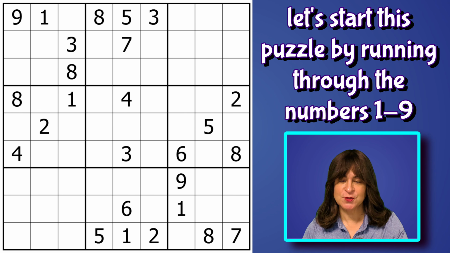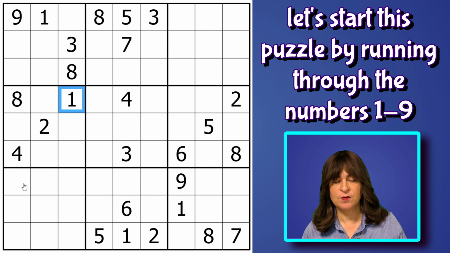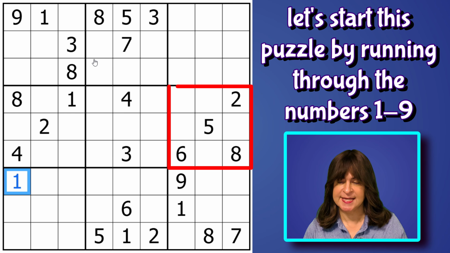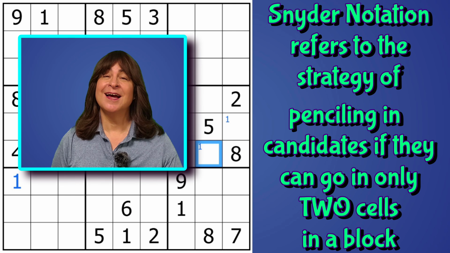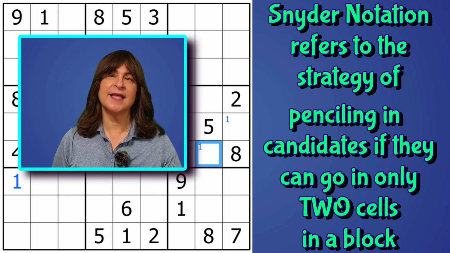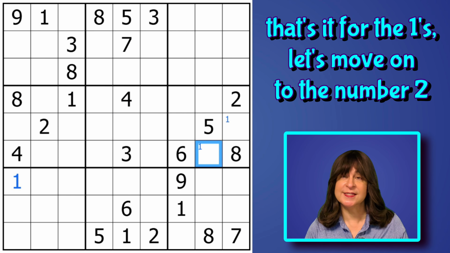Okay, so here we have the puzzle. And let's start with the ones. We have a 1 here and a 1 here. So this has to be a 1. And I can pencil in 1s in block 6, here and here. I'm going to stick with Snyder notation to start, and that means that I'm only going to pencil in candidates if they are restricted to 2 and only 2 cells in a block. That strategy works nicely in the beginning stages of solving a puzzle, so let's stick to that, meaning Snyder notation for now. Okay, I don't see anything else I can do with the number 1 for now, so let's move on to the number 2.